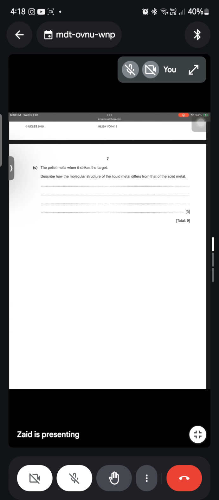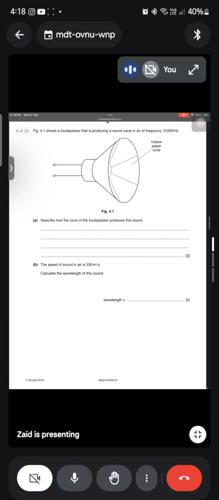The parrot melts when it strikes the target. Describe how the molecular structure of the liquid metal differs from that of the solid metal. This is something related to chemistry. You just have to define the structure. A random arrangement. Exactly, you just have to talk about that.